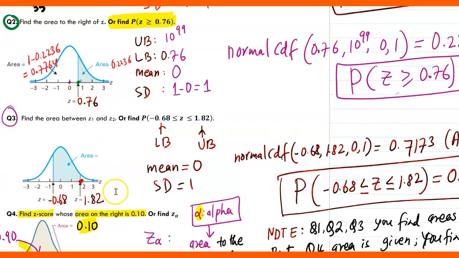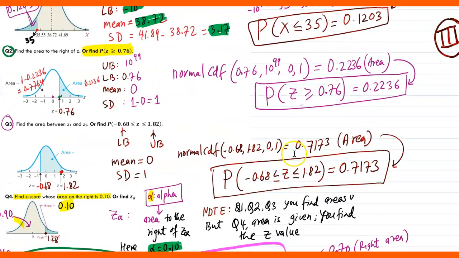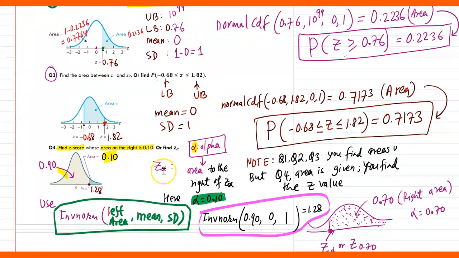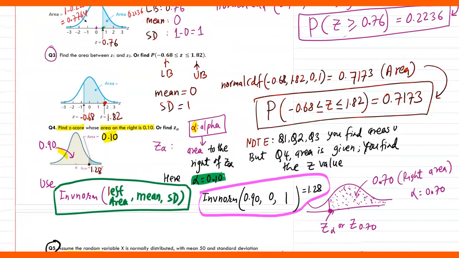Again, I told you before. And you put it in the calculator like before. I'm not going to put that because this is exactly the same as I did in the last two questions. Normal CDF, lower bound, comma 1.82, comma 0, comma 1. Again 0, comma 1. Mean, standard deviation has to be in order, equals 0.7173. And that's the same as the probability of z score between these two numbers, which is 0.7173. You see that? That's the answer. Make sense? Okay. This is question number 3.